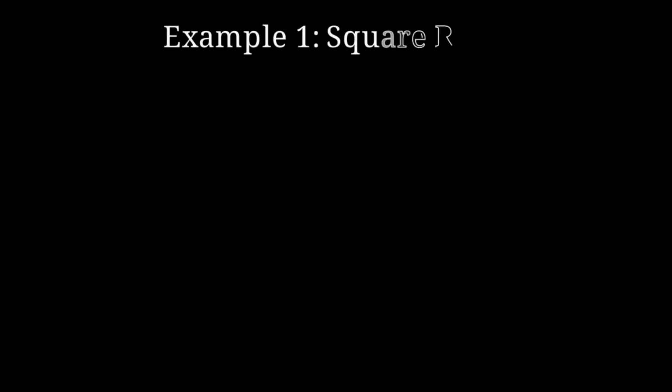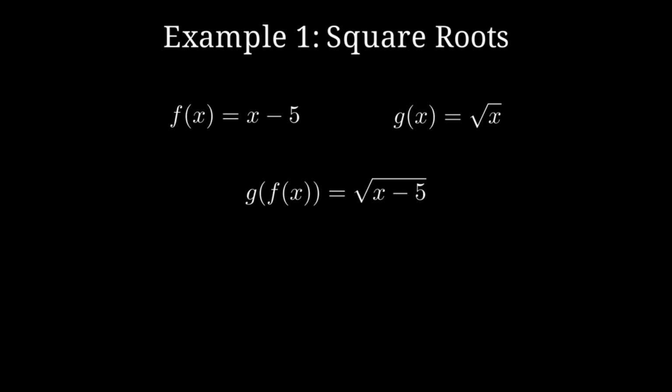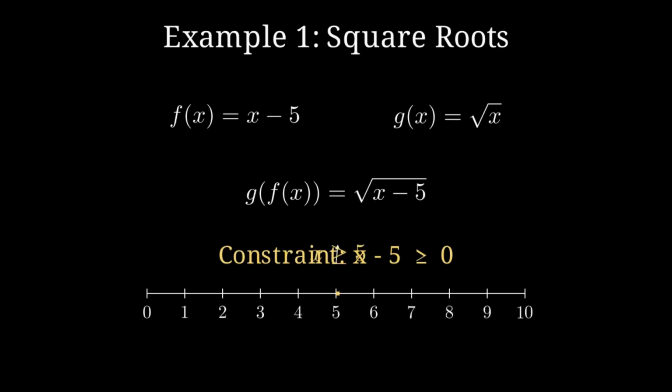Let's look at a square root example. Since we cannot take the square root of a negative number, the output of our inner function, x minus 5, must be greater than or equal to 0. This restricts our domain to x values 5 or greater.